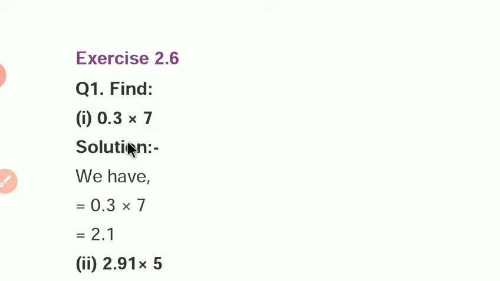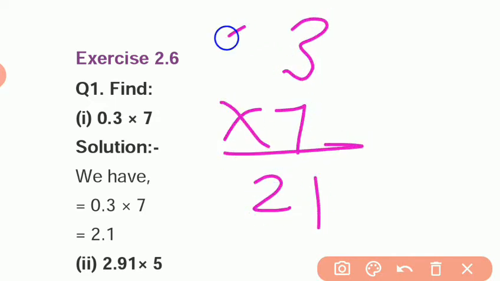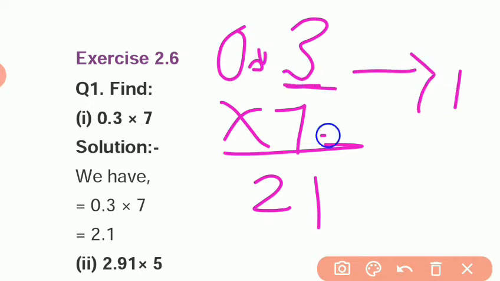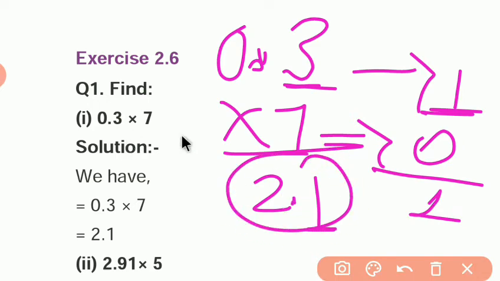So what is the first step? The first step is to directly multiply without considering it a decimal number. It is given 0.3, which means 3 into 7. So 3 sevens are 21. But here it is given 0.3, so after the decimal how many numbers are there? 1. It means only 1. After one number from the back you have to put the decimal. So the answer is 2.1.